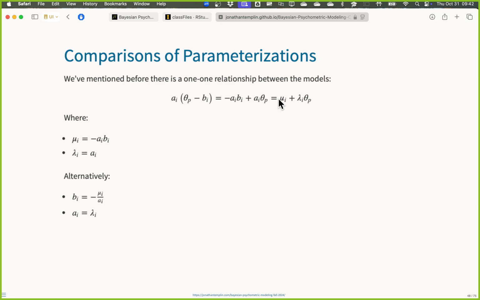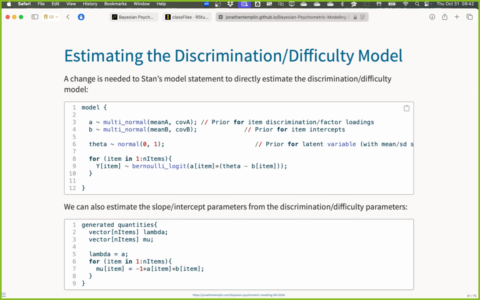We defined in our estimation just a few slides ahead that mu should have a normal distribution as a prior, and lambda should have a normal distribution as a prior, right? We all think that's a pretty good idea, mostly. No problem. Well, similarly, a couple of slides ahead, I define in discrimination difficulty form a normal prior for the A parameter and a normal prior for the B parameter.